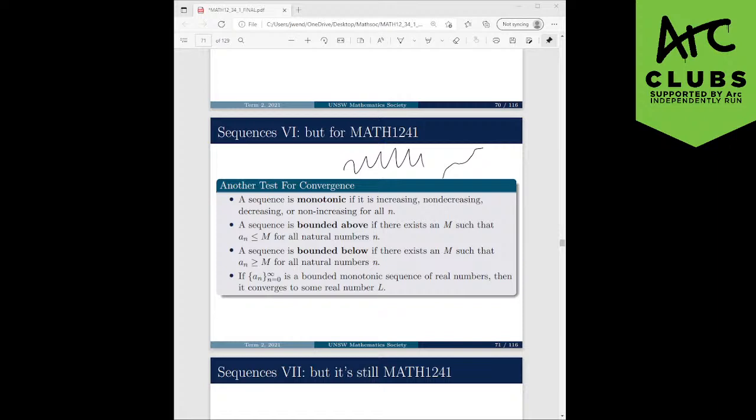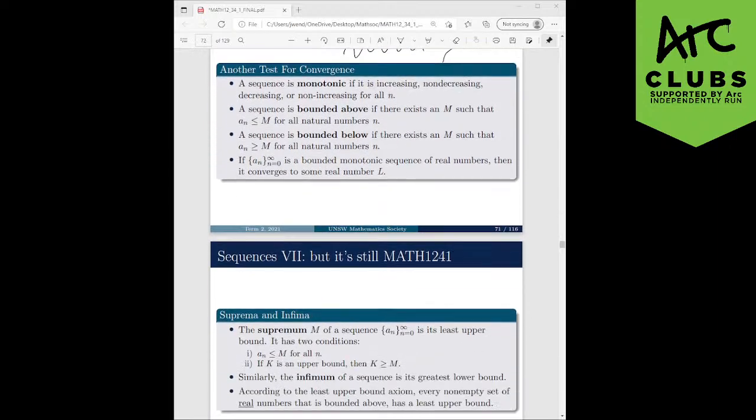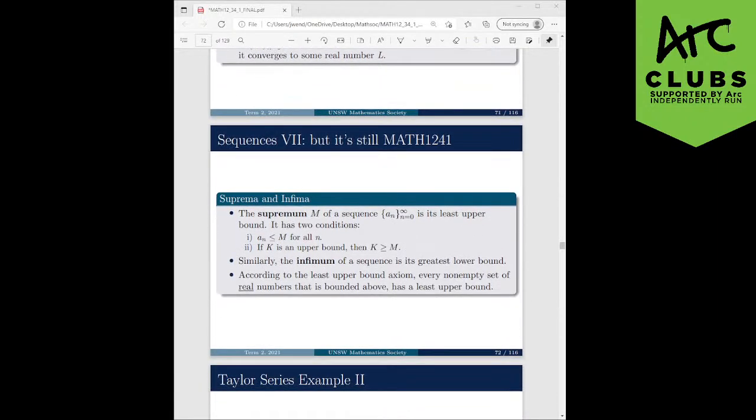The real number bit is important. It does have to be in the real numbers. But other than that, it's a pretty nice condition to use to try and prove convergence. So if it's bounded and monotonic, bam, converges to some real number L.